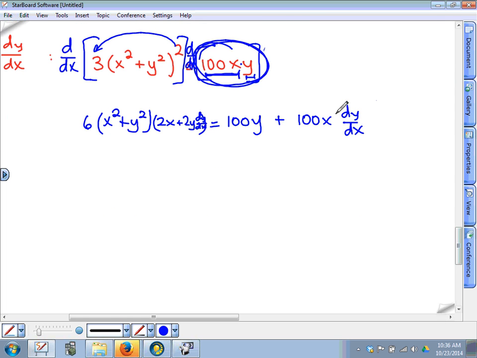Okay, we're almost done. This right here, that has to move over to the other side. How come? Because it has a dy dx. Okay? And then somehow all of this other stuff has to move over to this that doesn't have a dy dx. Would you divide by the 6x squared? Okay. We're not going to have time to finish this problem, you guys.